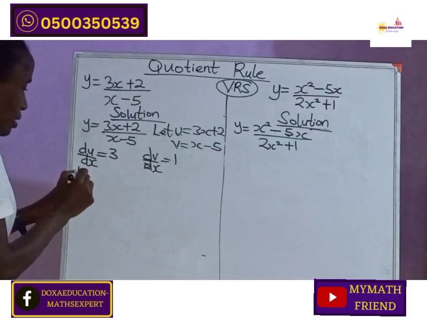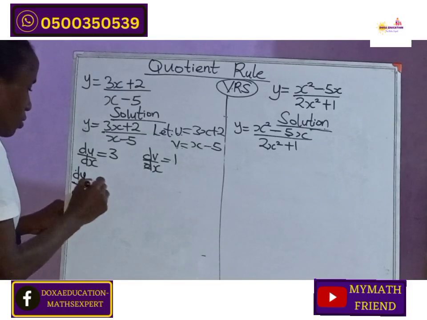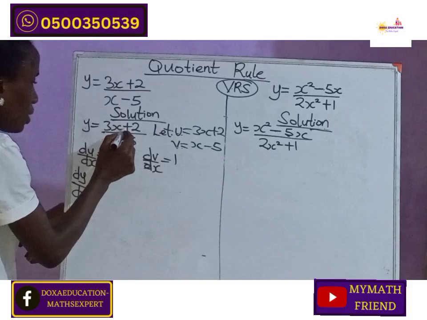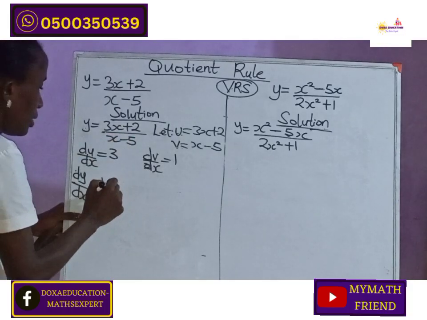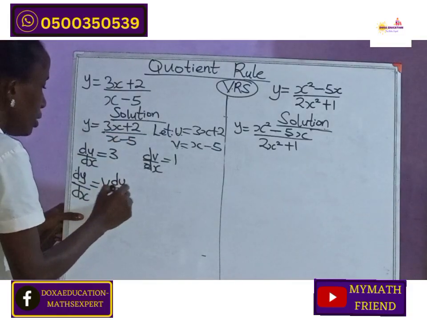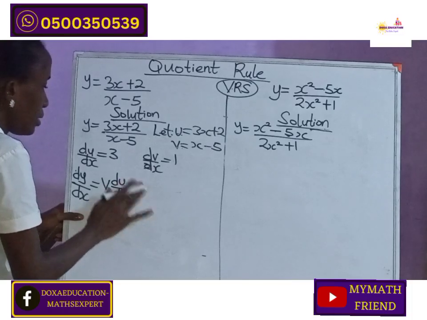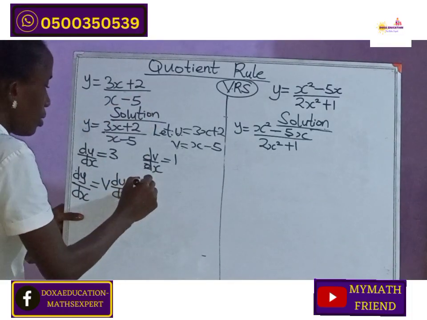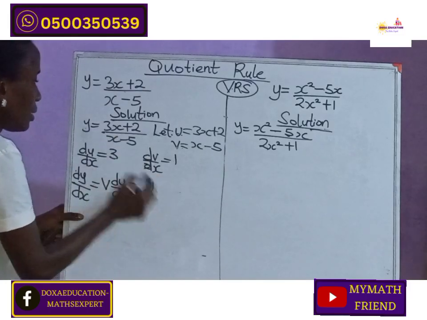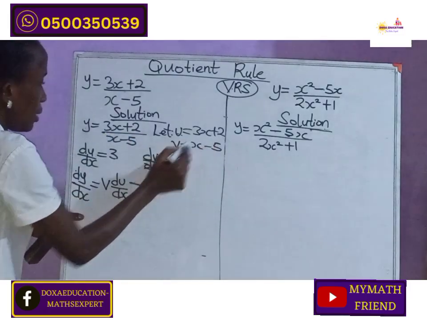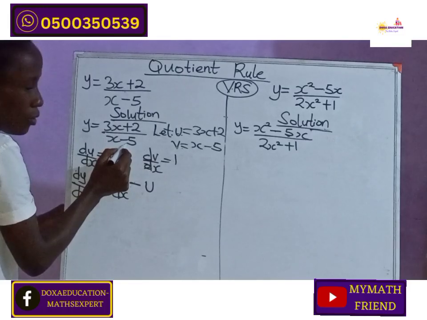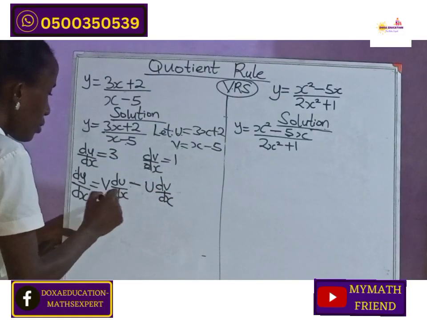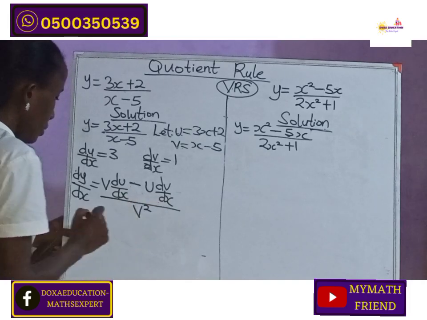So the formula, you have y in x, that is the whole function, so it's dy/dx. It's going to be v, you maintain the second function whilst differentiating the first. So v du/dx, minus, since it's a division, you use the minus. Minus u, you maintain the first function, which is u here, whilst differentiating the denominator. So that's dv/dx, all out of v squared.